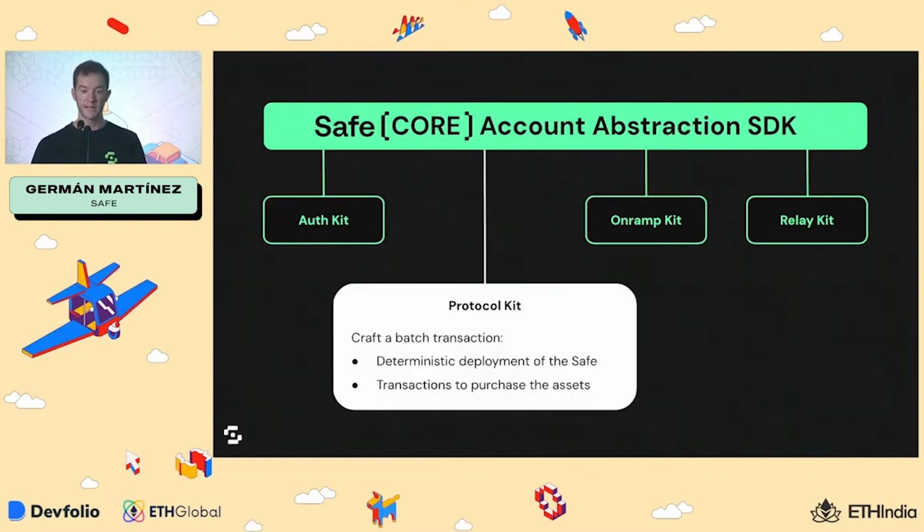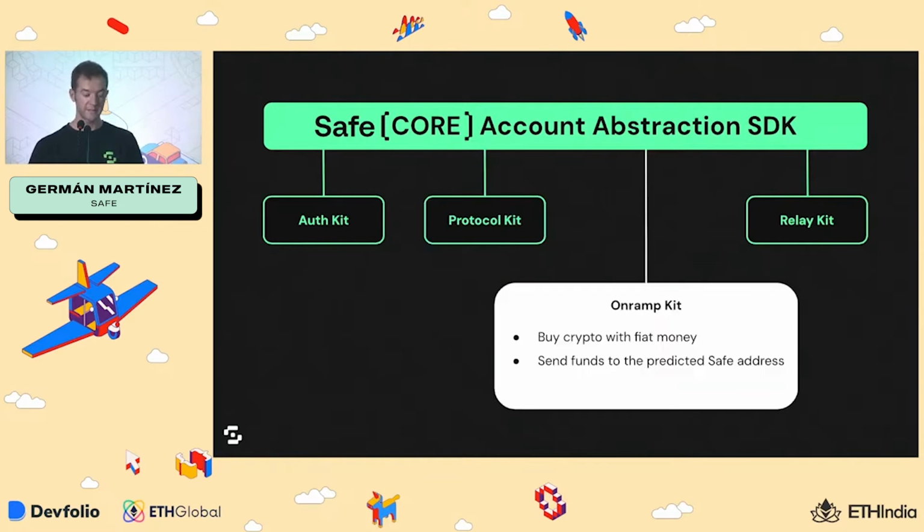Then the protocol kit behind the scenes will create a batch transaction after the user selects all the NFTs they want to purchase. This batch transaction will contain, first, a transaction that will deploy the Safe, and second, all the transactions, if there are multiple, to buy the NFTs from the Safe. Then the on-ramp kit will allow users to fund their, until that moment, non-existent Safe and fund this address. So they will be able to purchase the assets later.